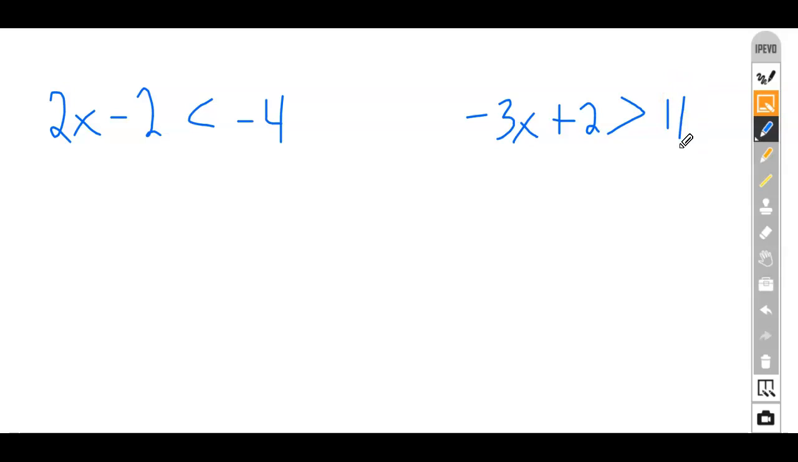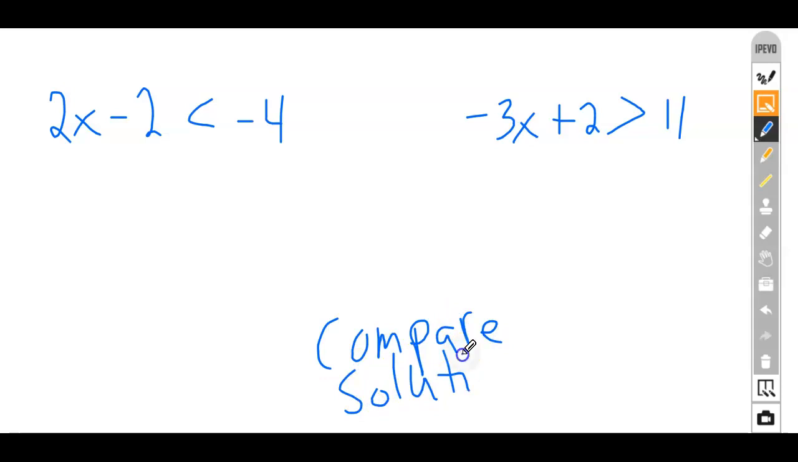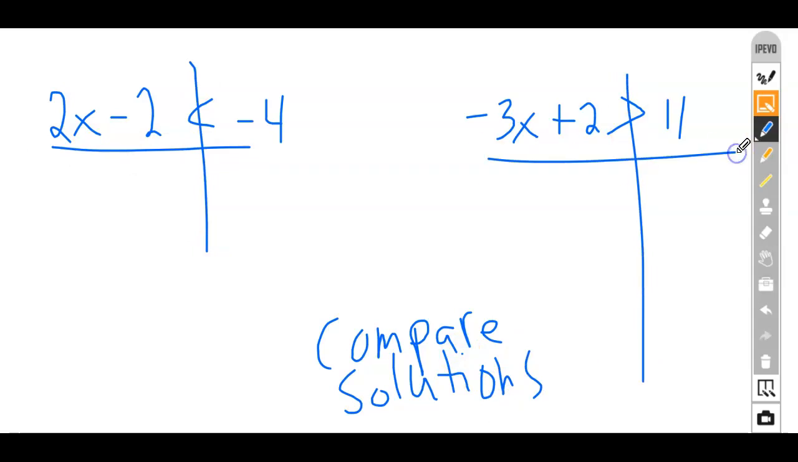So what they're going to ask us to do now is give us two problems, and they're going to say, solve these and compare. We're going to compare the solutions. So in order to do that, I have to actually solve them, don't I? So let's do that. I'll give you a minute to solve them, and then we'll talk about what comparing is.